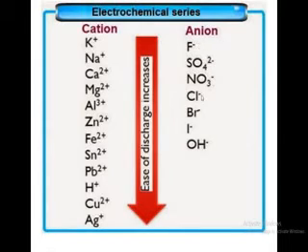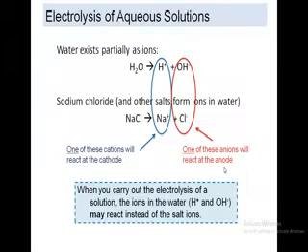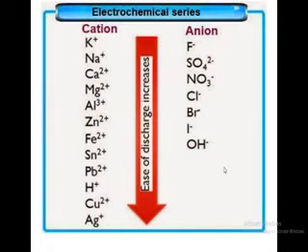The same is the case with the anions. If the competition is between anions, one present at the top and one at the bottom, what can we expect? We expect that the one present at the bottom of the anion electrochemical series will go and get discharged. So we are going to apply this to our further examples. So let's go.